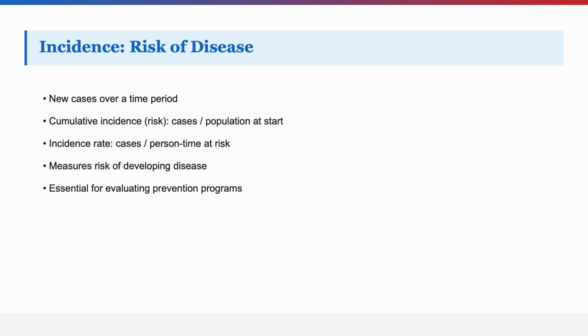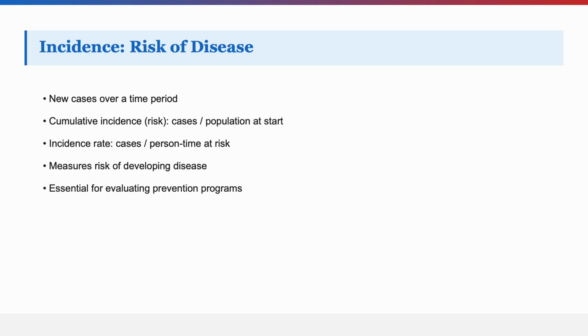Incidence rate, also called incidence density, uses person time in the denominator. This accounts for people who enter and leave the population during the observation period. If you observe 10,000 people for varying amounts of time totaling 9,500 person-years, and 95 develop disease, the incidence rate is 10 per 1,000 person-years.